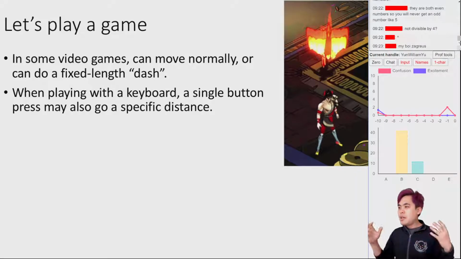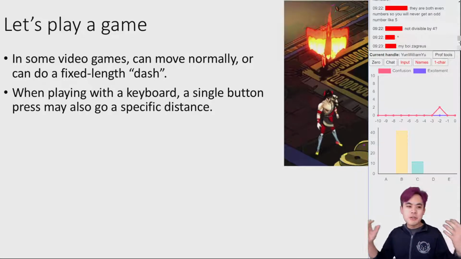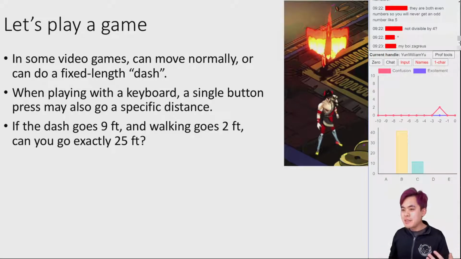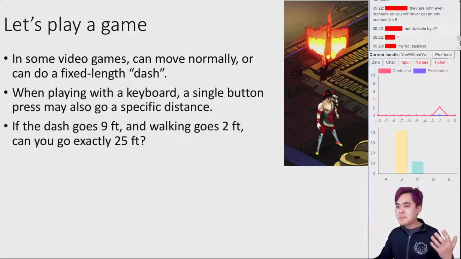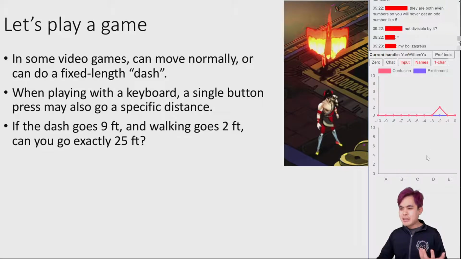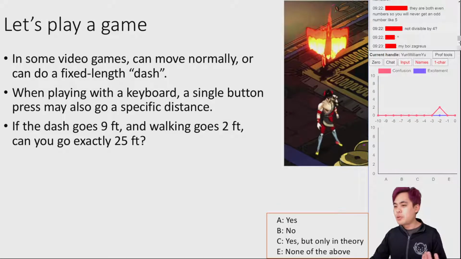Now, if we have a particularly fast dash and a slow single walking step, say the dash goes 9 feet and walking goes 2 feet, can you go exactly 25 feet? Let me zero out the poll. So, can you go exactly 25 feet?